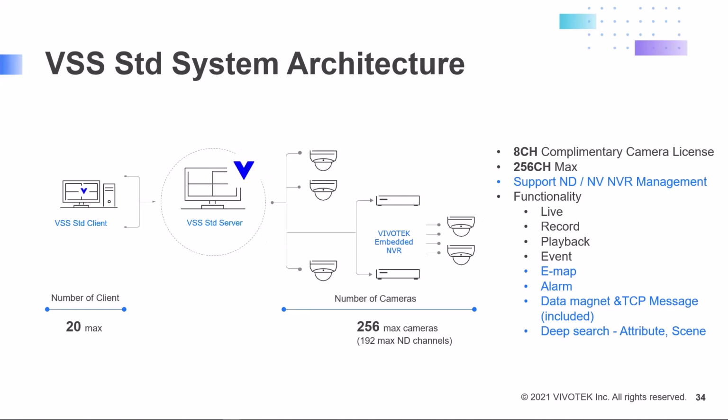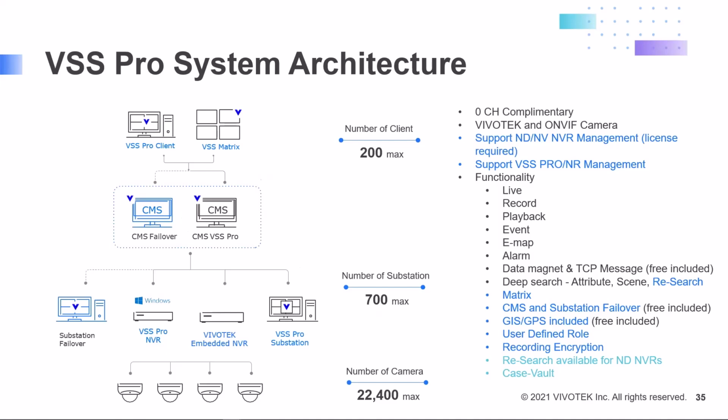With this version, we're able to perform some of the deep searches. We have our attribute search and our scene search. And then if you're looking for all of the capabilities that VSS provides, then we'll need to go with our VSS Pro. Our VSS Pro version includes all of the functions that Standard provides, but also includes, at no extra cost or licenses needed, it's included with the license cost for the cameras, the extended TV wall matrix, CMS and substation failover, GIS, GPS location tracking. We also provide user-defined roles and then recording encryption.